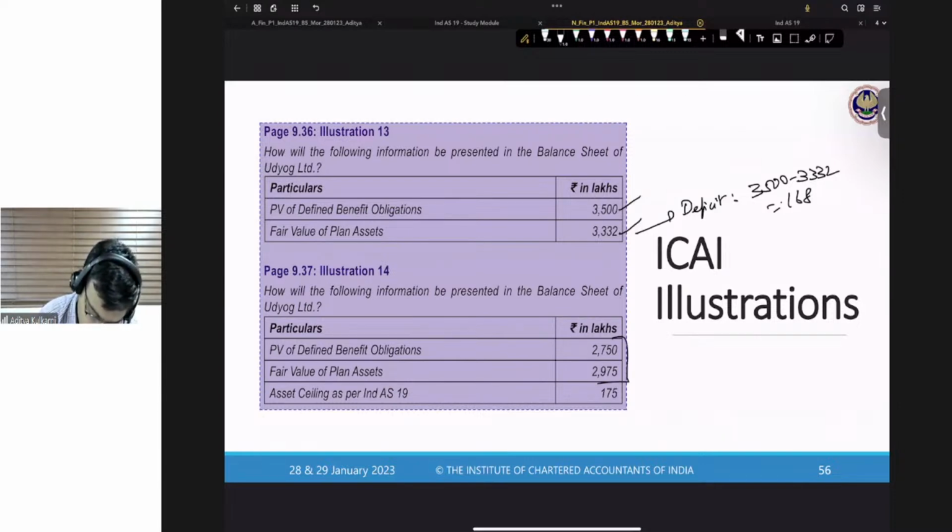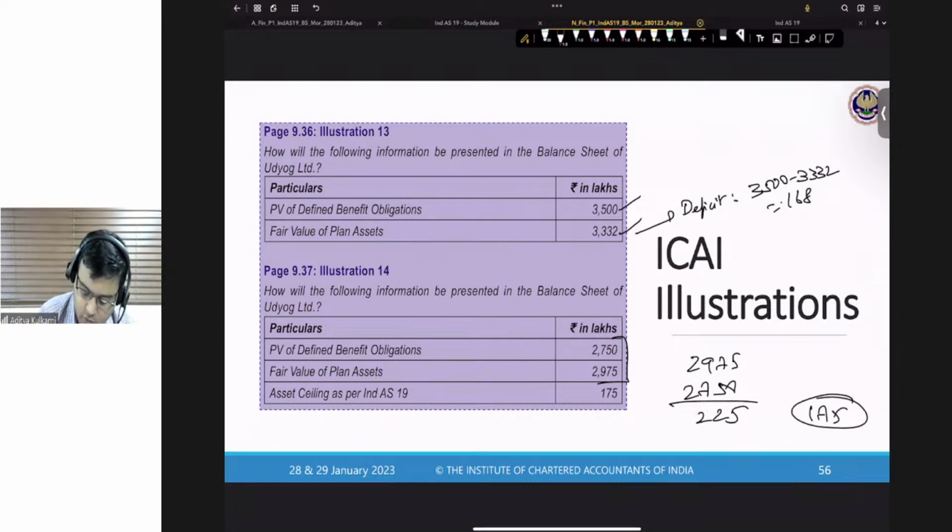So asset is 2975 and this is 2750. So this gives you 225. Asset ceiling is 175. So what are you going to present? Well, I will be presenting it as 175. Yes, this is what I will present. Lower of the deficit 168. Provisions. Yes, that is okay. That is right, Rashmi.